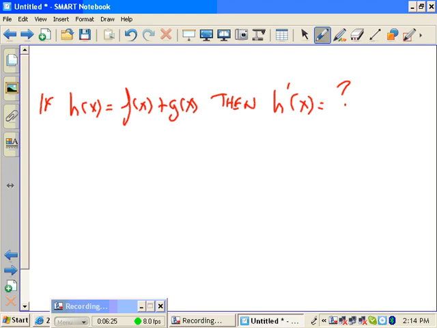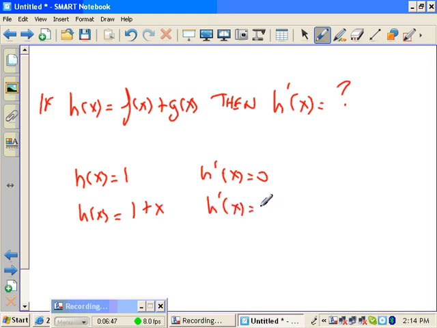Look, let me show you that you know this. What if h of x is 1? What's h prime? 0. What if h of x is the sum of two functions, like 1 plus x? What's h prime now? It's technically this derivative plus that derivative, but that is 1, right?